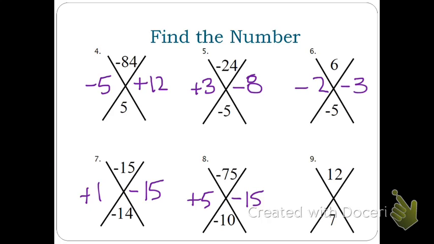And your last question. Question number 9, we have a positive over a positive. Whenever the top number is positive, then the signs are the same. The bottom number determines the sign then. They're both positive.